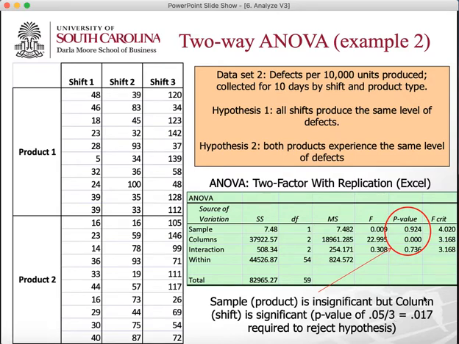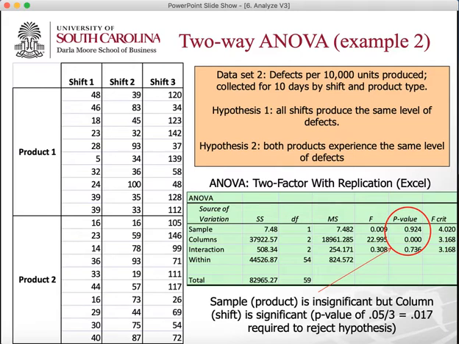Remember, there are thresholds here to be significant, right? The p-value has to be lower than 0.17. Can I reject any of the null hypotheses? So hypothesis 1, can I reject? Hypothesis 2, can I reject? What's going on?